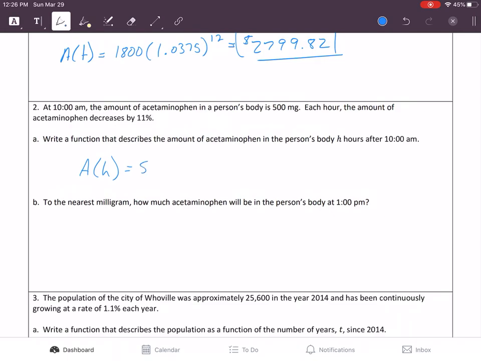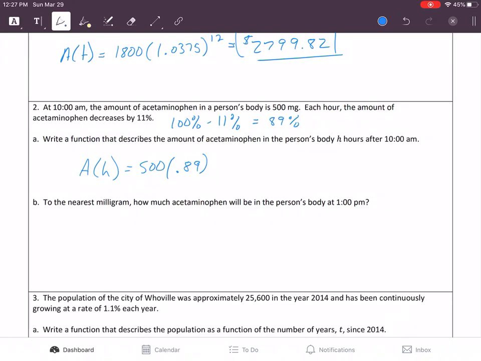is 500 milligrams. And now because we're decreasing, what we're going to do is take 100%, and subtract 11% from that, and that's going to give us 89%. So we have 100% minus 11%, we want to know how much is left. Not how much we're taking away, but how much is left. That gives us 89%. So, as we're doing this, we're going to put in 0.89 for our values for our rate.